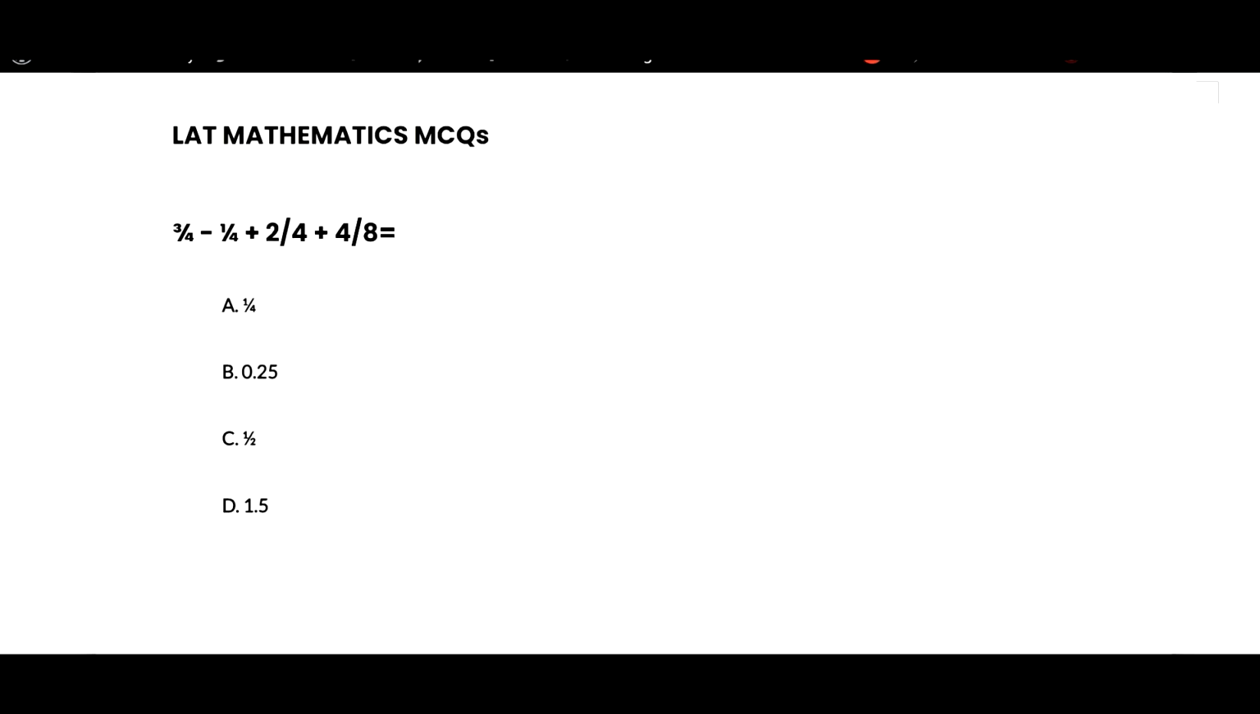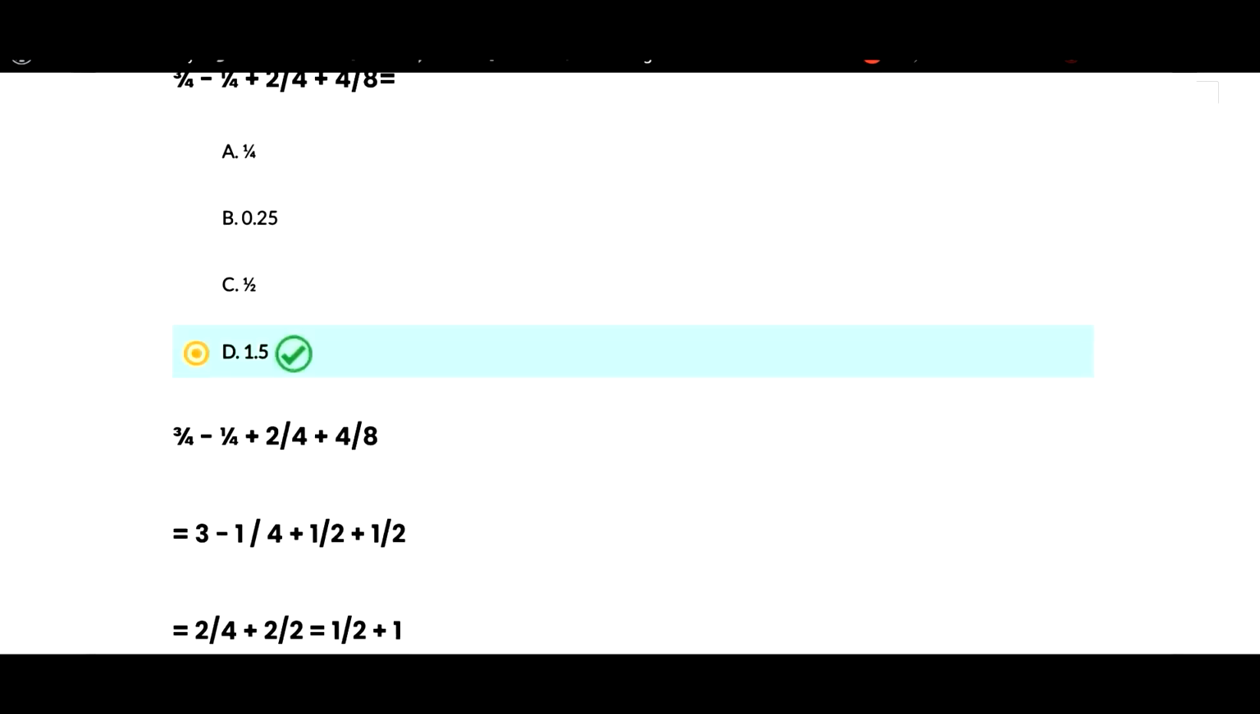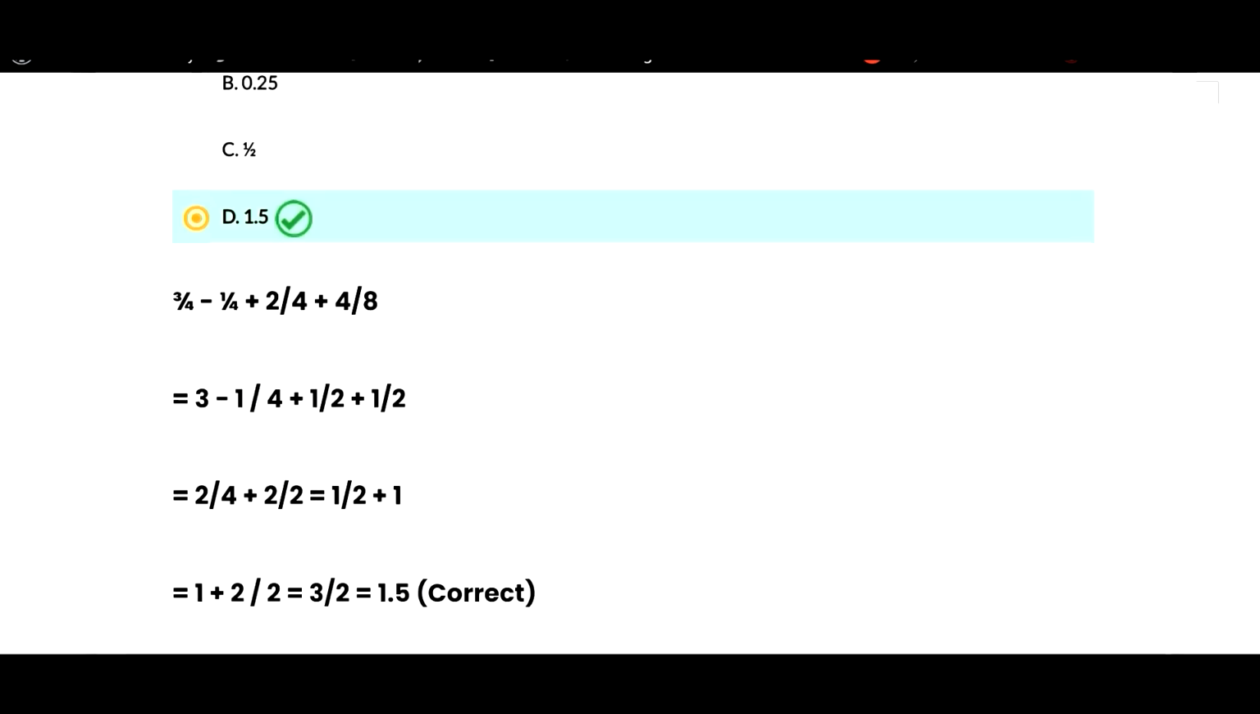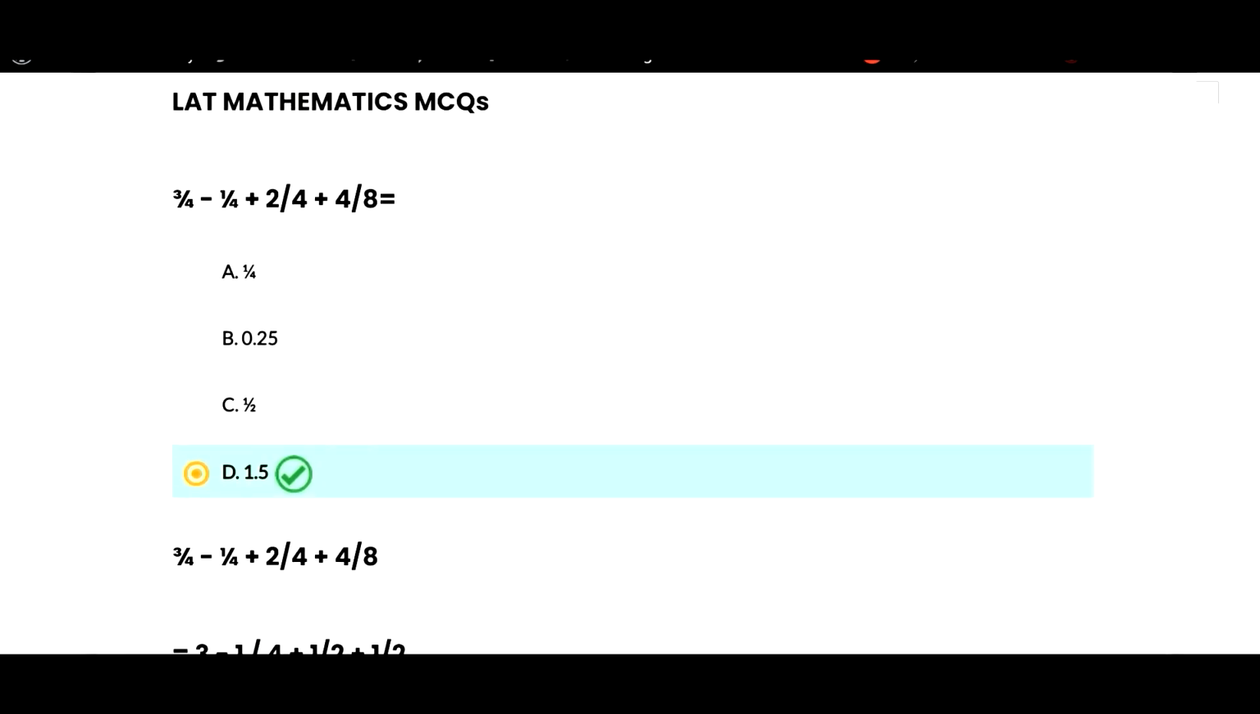So the last part of mathematics is here. 3/4 minus 1/4 plus 2/4 plus 4/8 is equal to 1.5. D option is correct, because let's solve the question. Taking the LCM of 4, 3 minus 1 divided by 4 plus 2/4 is equal to 1/2 plus 4/8 is equal to 1/2. By solving the question, we'll get 1.5. So here in this MCQ, D option is correct.